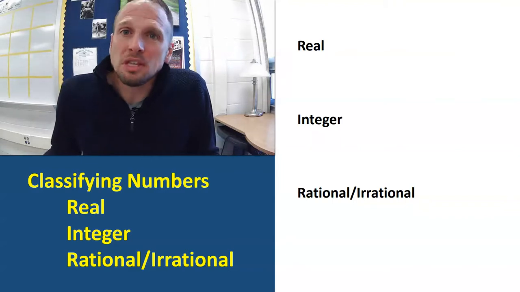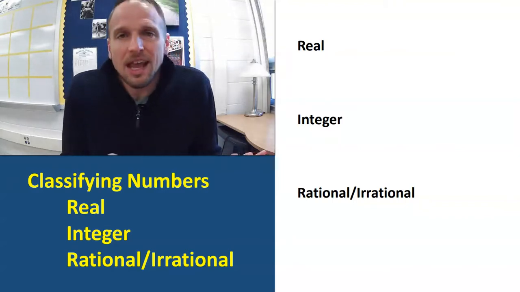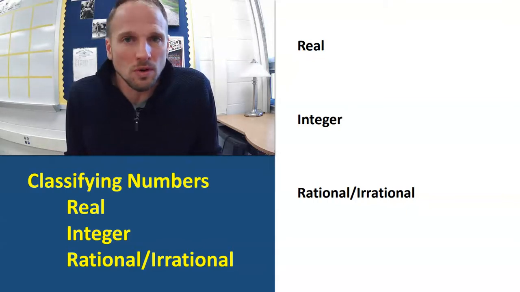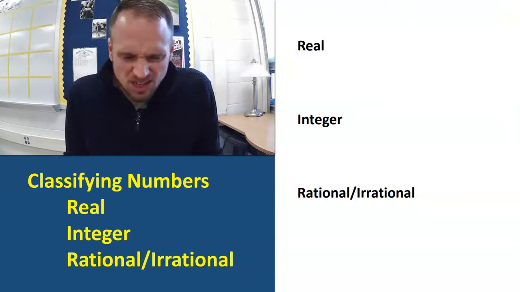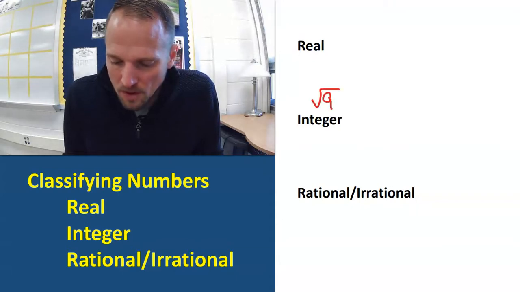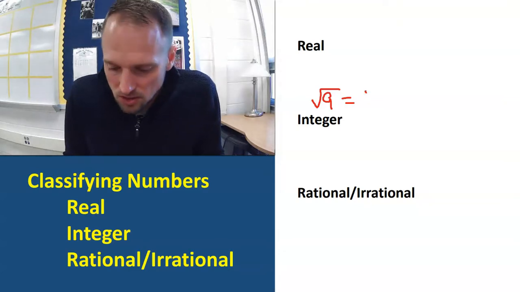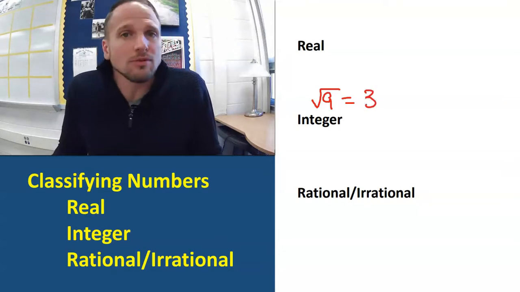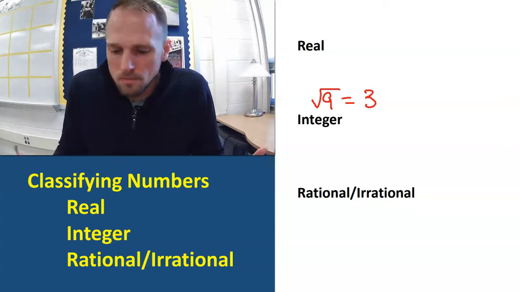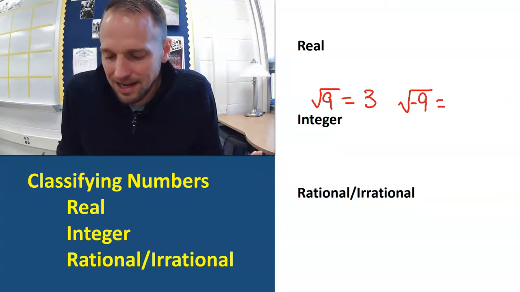Let me show you a number that's not real. So basically, any number that you know is real, except for something. What's the square root of 9? The square root of 9 is 3 because 3 times 3 is 9. What's the square root of negative 9?